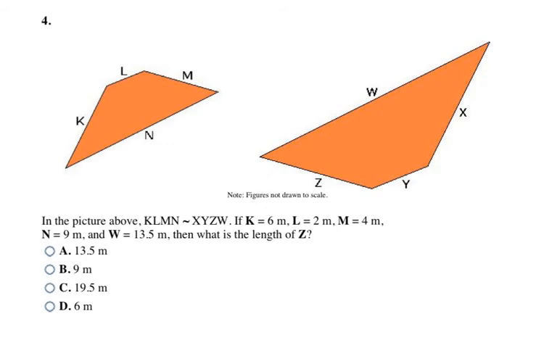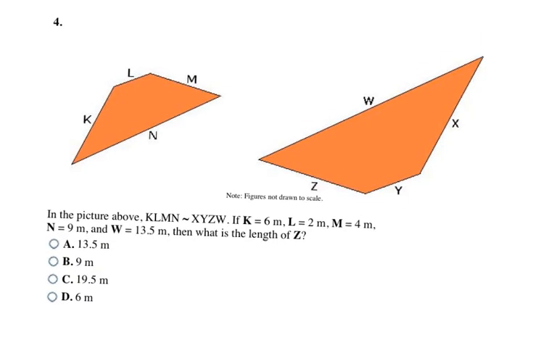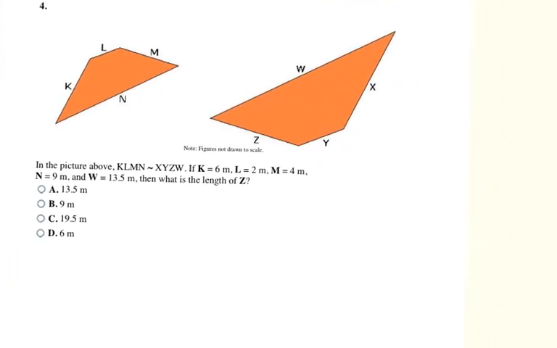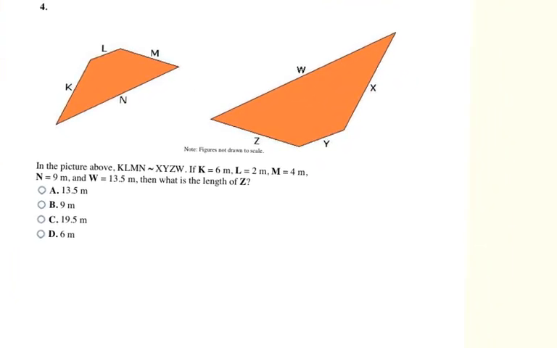Now let's look at some problems where they give us side lengths and ask us for another side length. So this problem says, in the picture above, KLMN is similar to XYZW. So there's my similarity statement. If K is equal to 6, L is 2, M is 4, N is 9, and W is 13.5, then what is the length of Z? So first I'm going to start off by labeling all the sides I know. And when I do that, it looks like this.